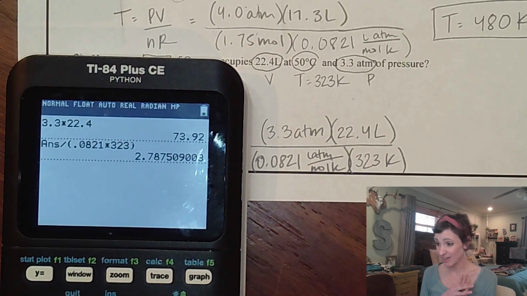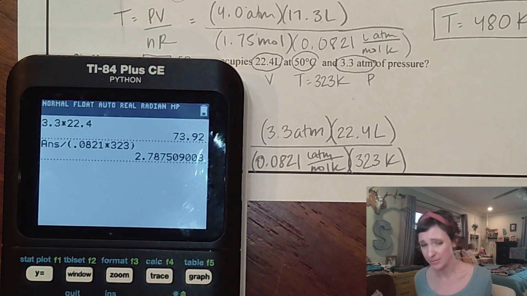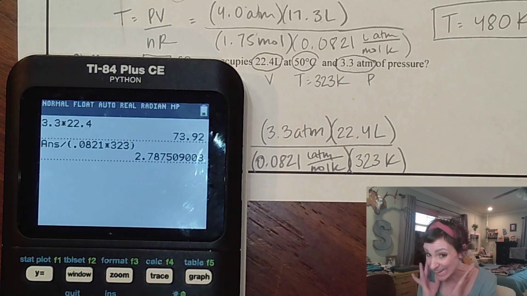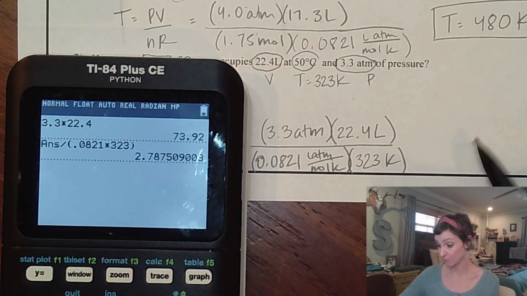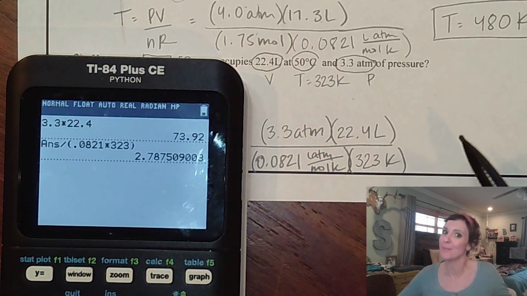Okay, so that's what my calculator gives me. I'm like, how many sig figs do I need to round this to? And we're going to stop right there. We're not going to round yet. We're going to keep this number in the calculator if you would like to write your rounded version down here, but that's not my final answer.